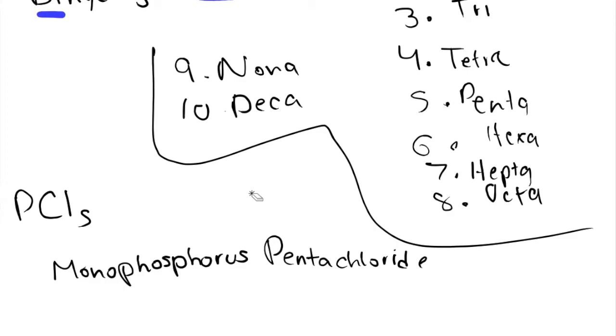An exception, you could do this if you wanted, but not in all cases do you have to write mono if phosphorus is the first prefix. So you could simply write phosphorus pentachloride, but it does not really matter.